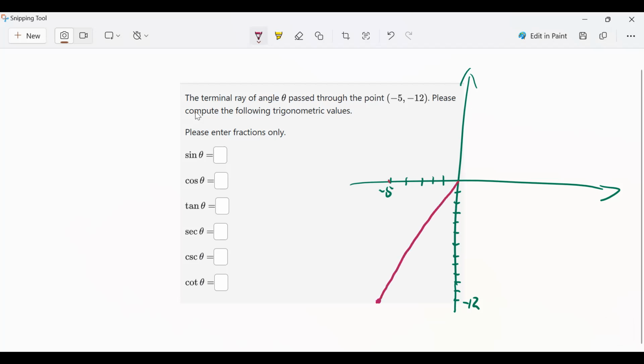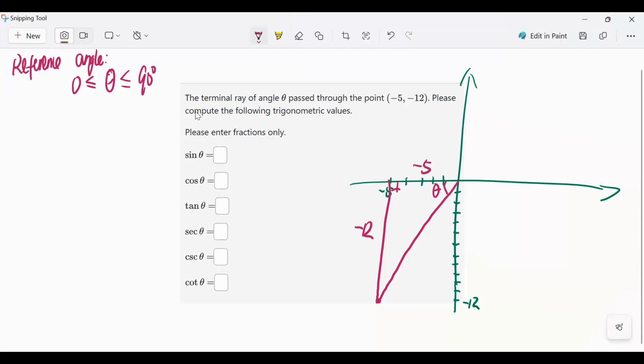Now this right here is what we call the reference angle. This angle is called reference angle theta. The reference angle is always between 0 and 90 degrees: theta is always greater than or equal to 0 and less than or equal to 90. In this case, it is. And this is -12 units, this is -5 units. 5, 12, 13, right? This is 13 units.